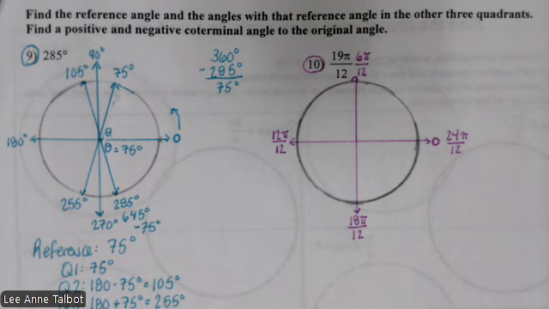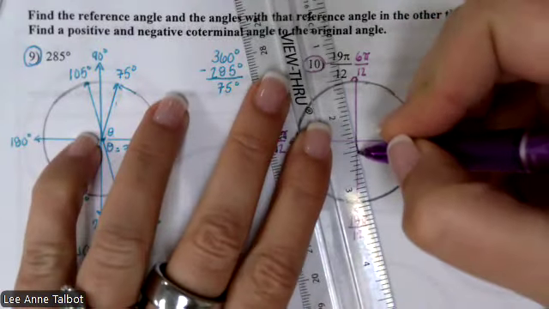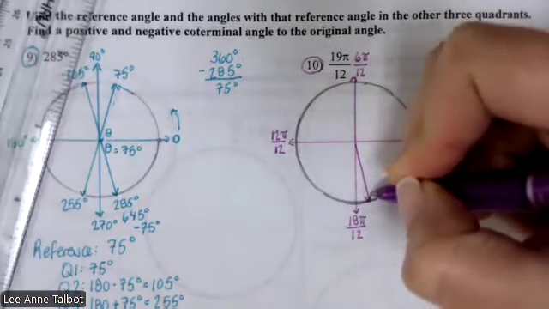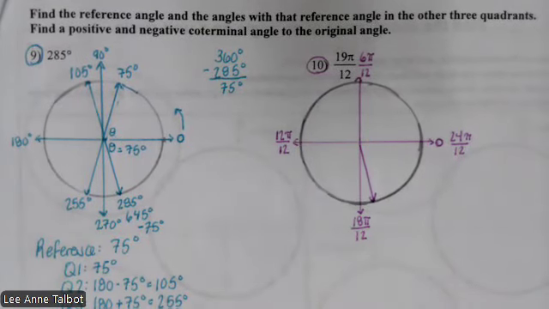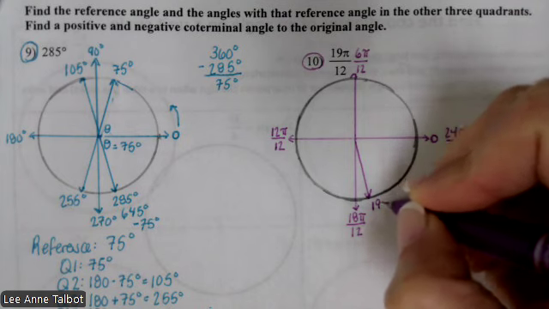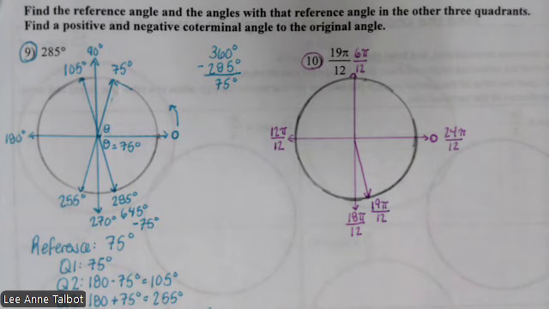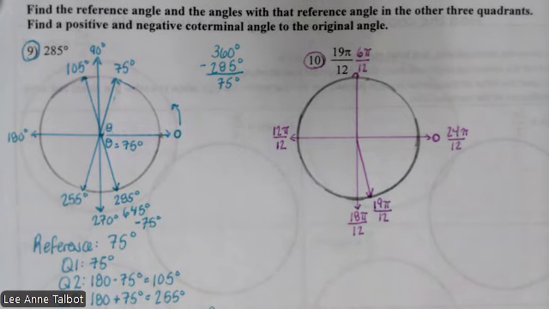Does it make sense to you that 19 pi over 12 is a little bit past 18 pi over 12? Now, did anybody see what I did there? Did anyone see what I did there? 19 pi over 12 goes right there. I'm talking about relating that to yesterday's warm-up. Did anybody see what I did there?